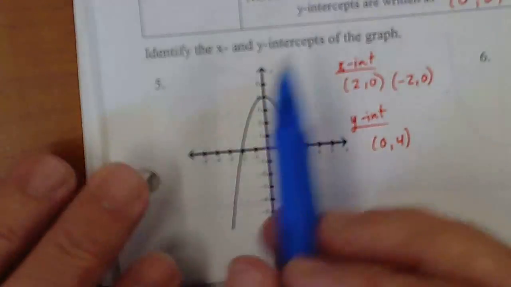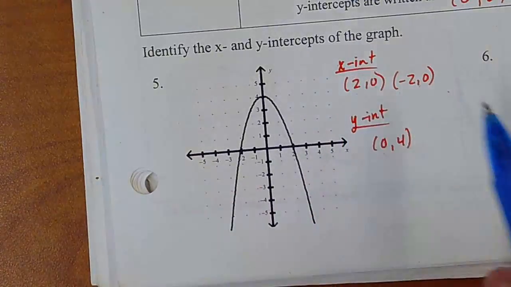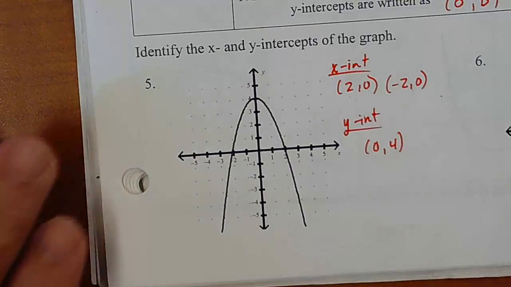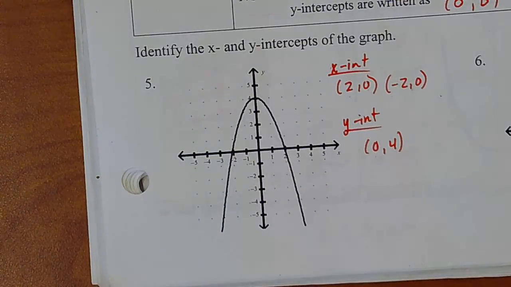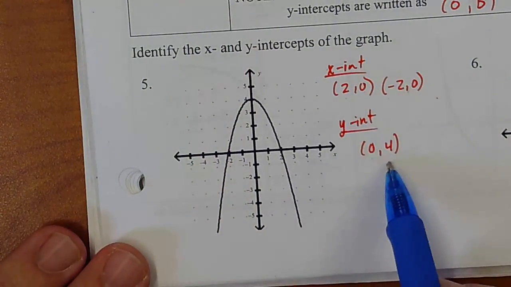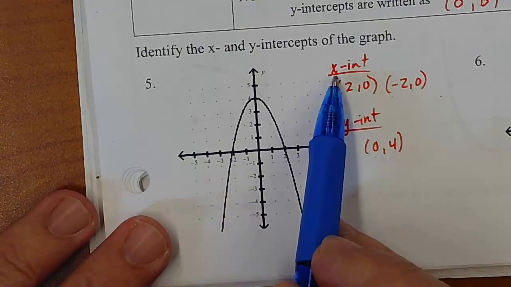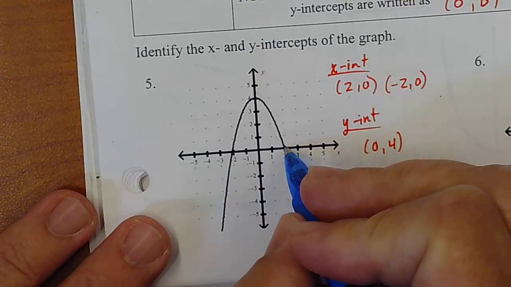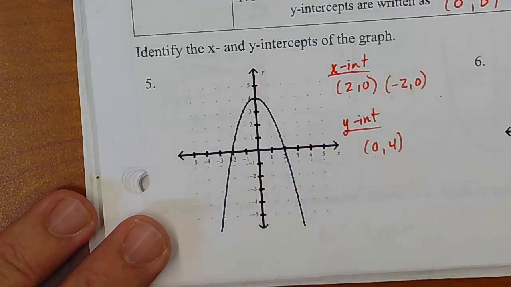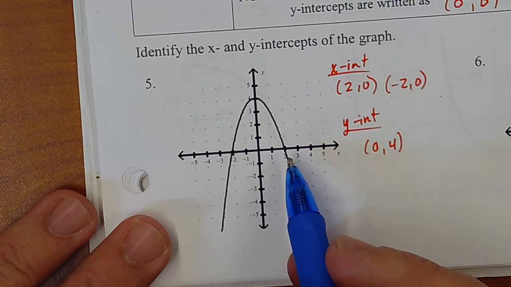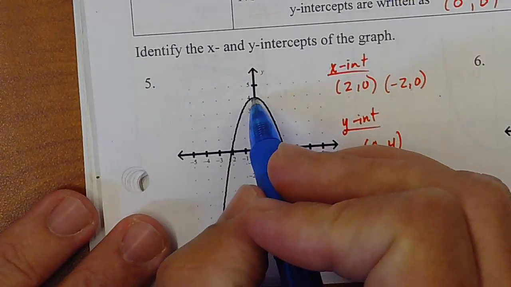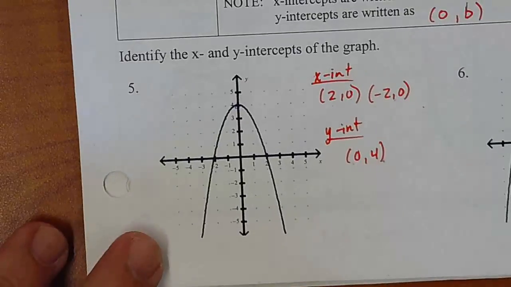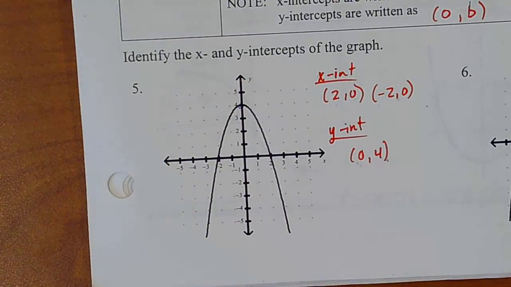Okay, so number 5, it says identify the x and y intercepts from the graph. These are going to be in coordinate form on your multiple choice. So that's why I want you to write them in coordinate form so you put them in the right spot. So x-intercepts at (2, 0), (-2, 0). Right, so wherever it intercepts the x-axis, hence the name x-intercept. And where does this graph intercept the y-axis? Right up here at (0, 4). Okay, once you write those down, go ahead and try number 6 on your own.